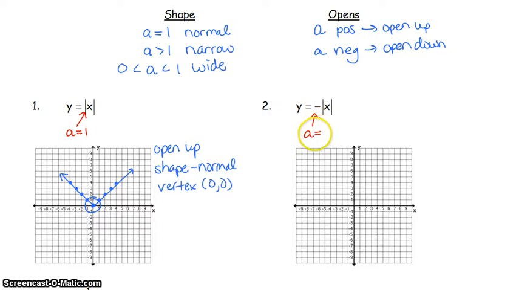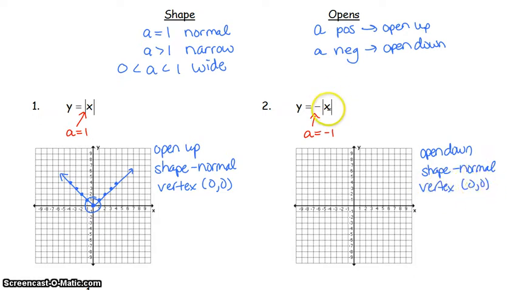When we look at number 2, again, let's look at our a value. This time let's look at it first. Our a value this time is going to be a -1. That means that it's going to open down instead of up. It's still a 1, so our shape is still going to be normal. And our vertex is still going to be at 0, 0.